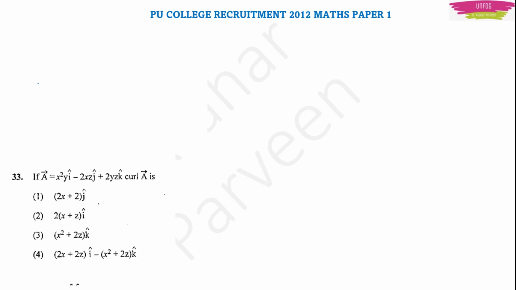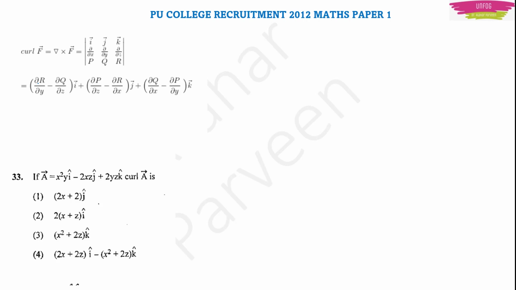Now this curl A is nothing but your del cross F. This is a new thing. I have not taught this in this lecture. I thought that I'll explain it here in the numerical only. Now curl F or curl A is nothing but del cross F or del cross A. For that you have a determinant like this. Here in the first row you have i, j, k. In the second row you write d by dx, d by dy, d by dz. And in the third row you write the values of the vector.